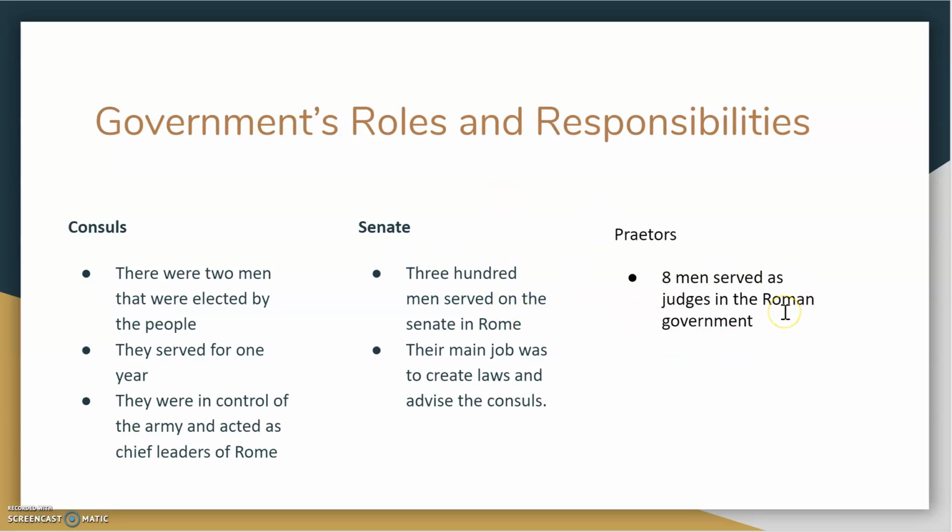The last government branch in the Roman government was the praetors, and so this is more like the judicial branch. They had 8 men that served as the judges of Rome, and they served for life, very similar to how America is with the Supreme Court and the judicial branch.